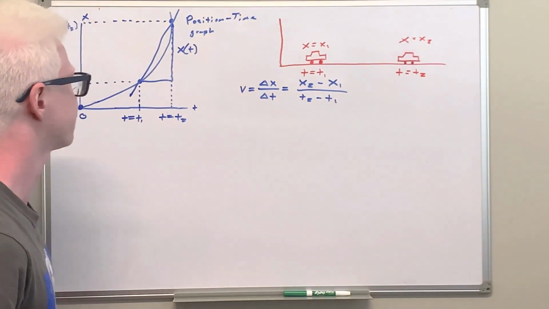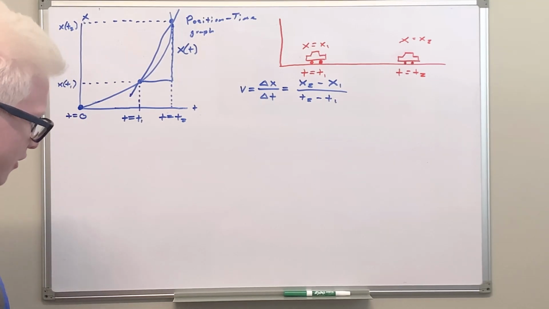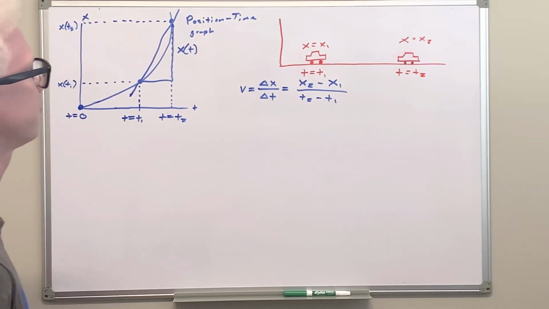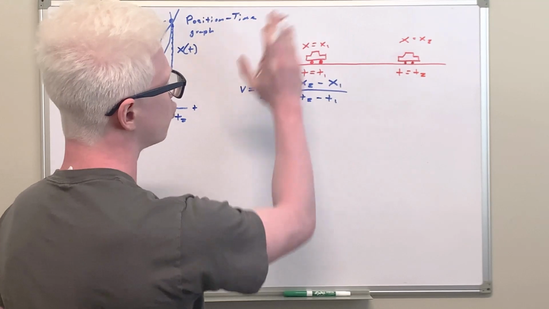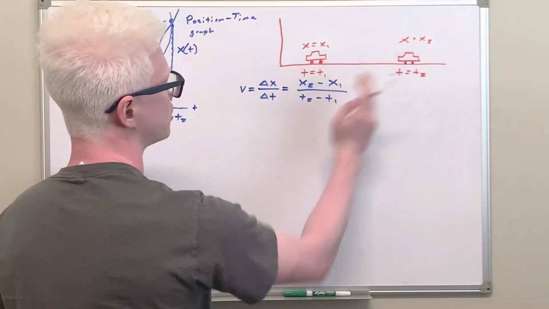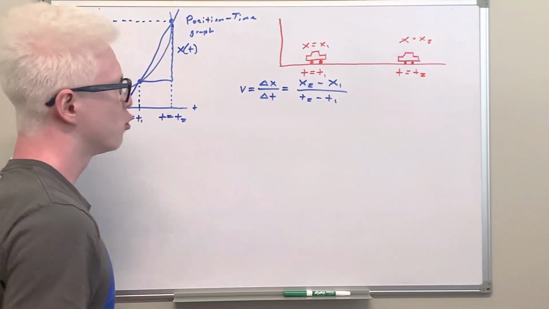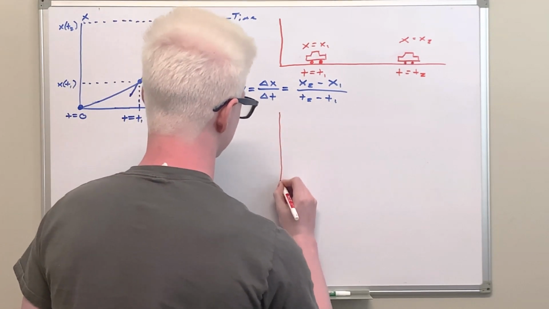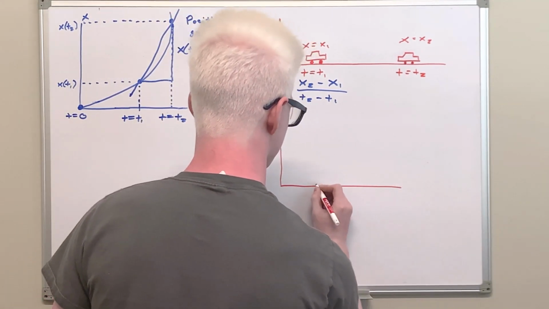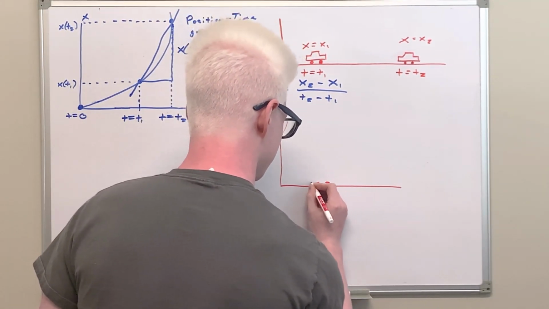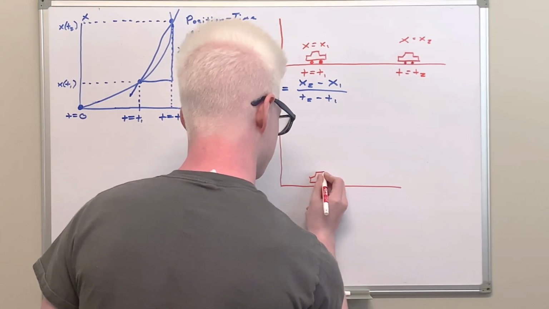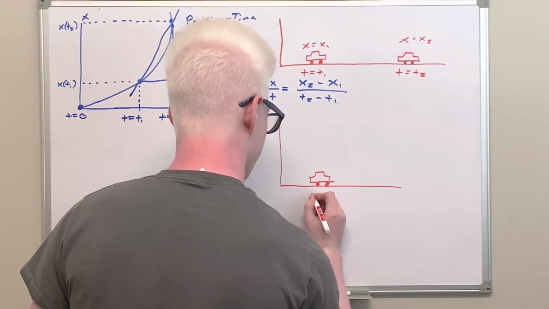So what do I mean by that? Well, if I wanted to know, instead of what is the velocity from this point to this point, because that's easy, what if I wanted to know what is the velocity of this car at a certain time?